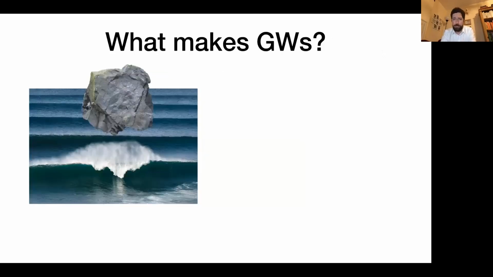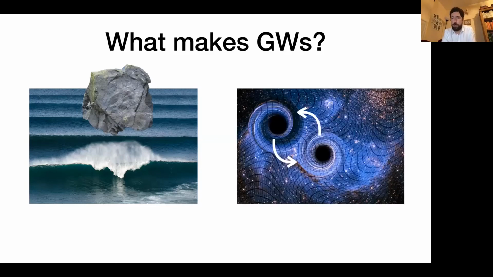Well, again, if we come back to our water waves, to make water waves, you might drop a rock into the sea or into a lake, and again the waves will come out, these ripples in the water, carrying energy. And once they pass through, the water goes back to being calm. Gravitational waves, rather than dropping a rock, what you need is to have two very massive objects, or a very massive object moving very quickly.